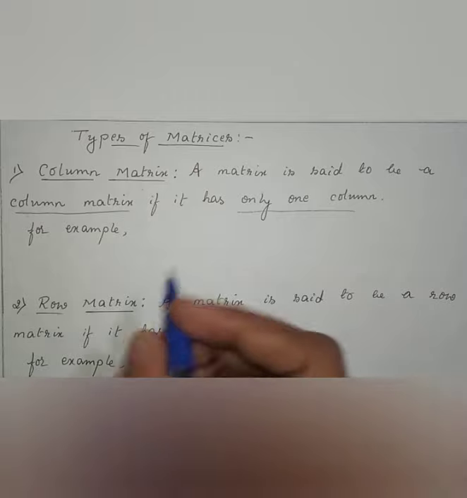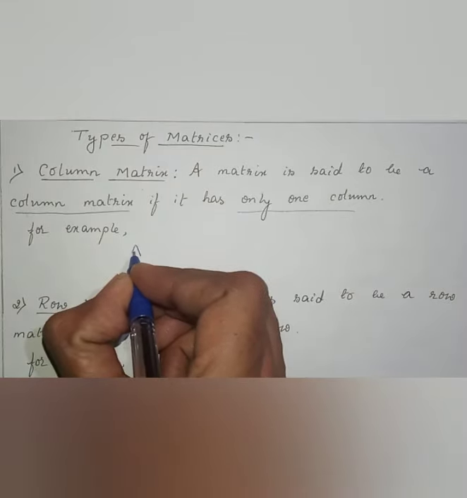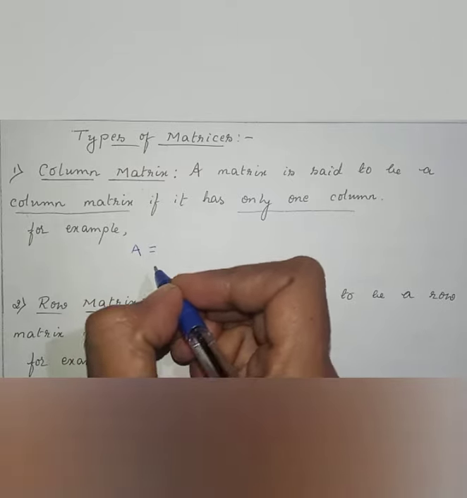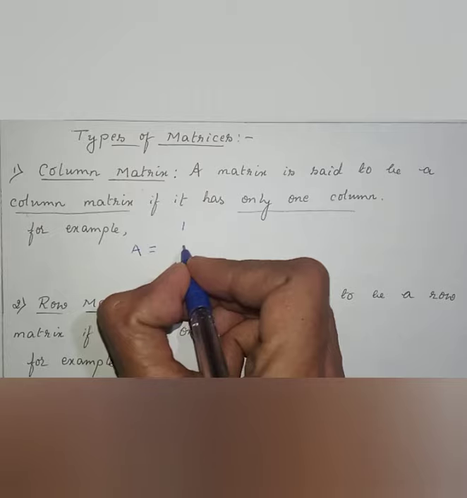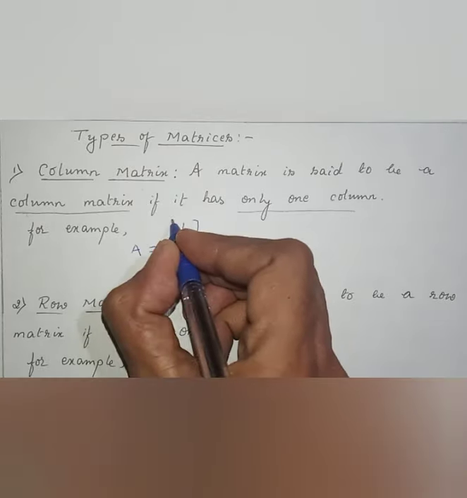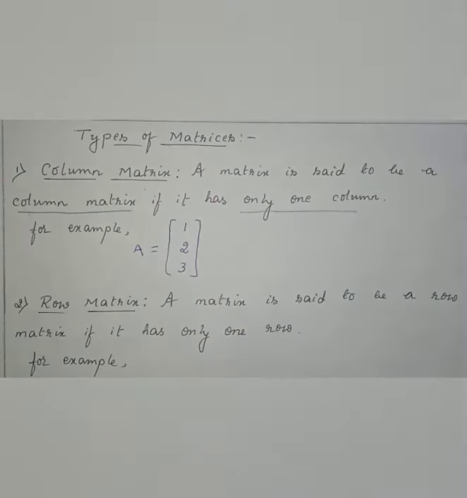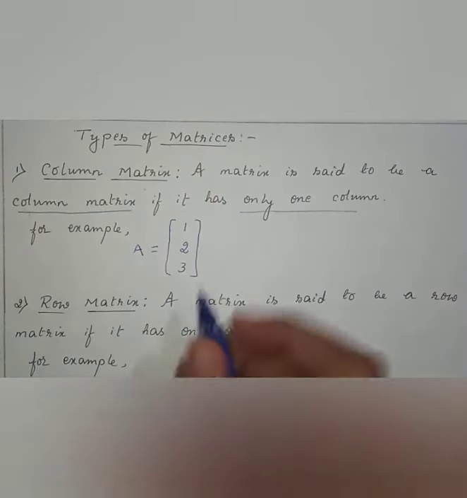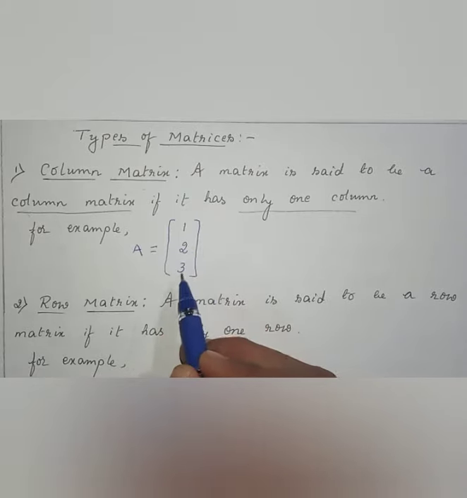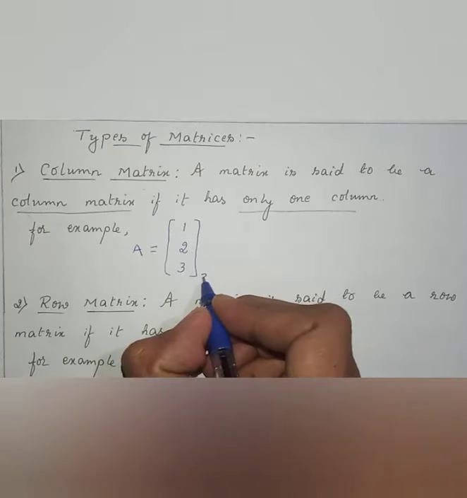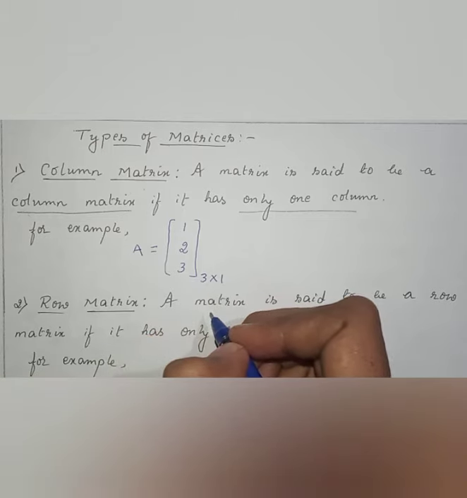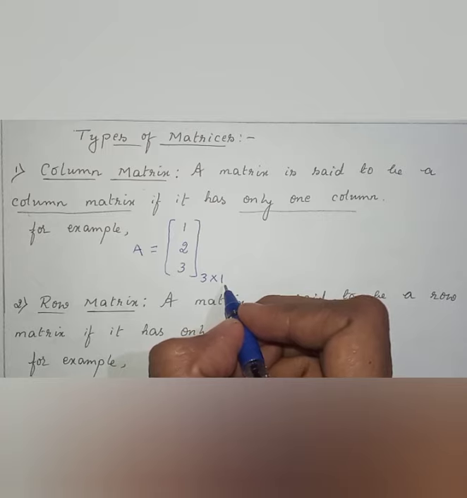For example, A is a matrix. This contains only one column. So I'll write the matrix. This is an example for a column matrix. The order of this matrix is 3 rows and 1 column, so this is 3 by 1.